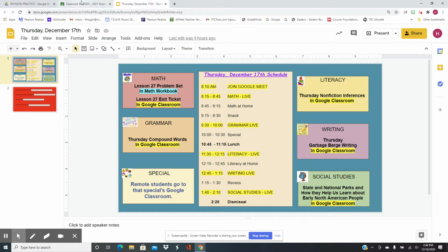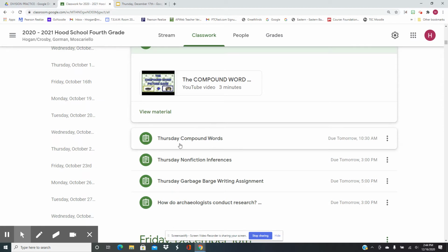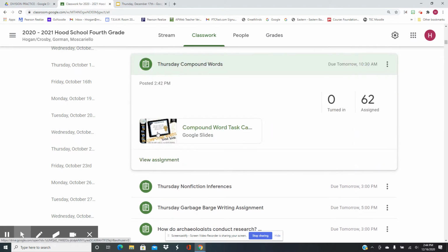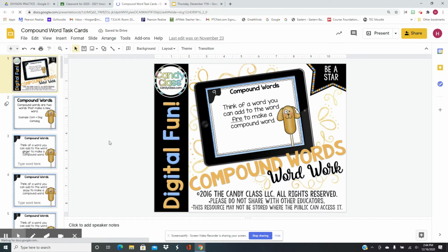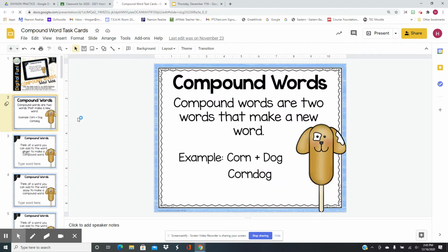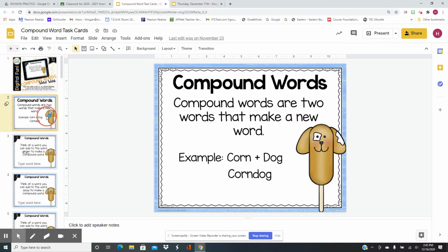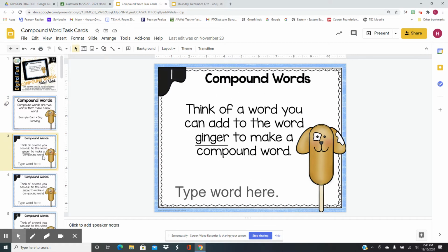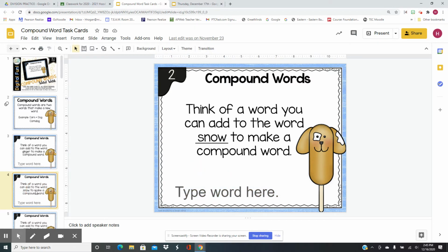Snack, grammar, you're going to do Thursday compound words. There's a 3-minute video to watch, and then Thursday compound words. So think of a word you can add to make the word fire a compound word. Compound words are made of 2 words like corn dog. Think of a word you can add to the word ginger to make a compound word, and you're going to type it here, like gingerbread, ginger ale.